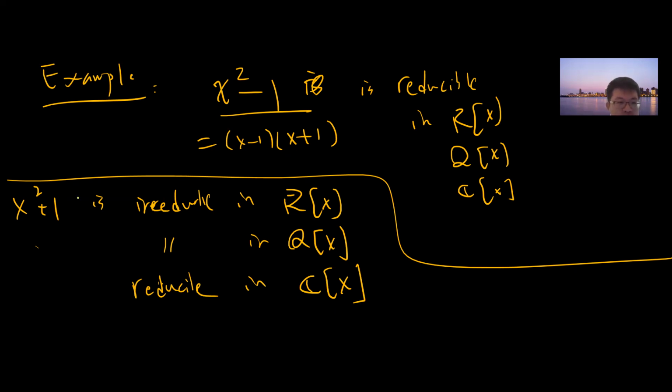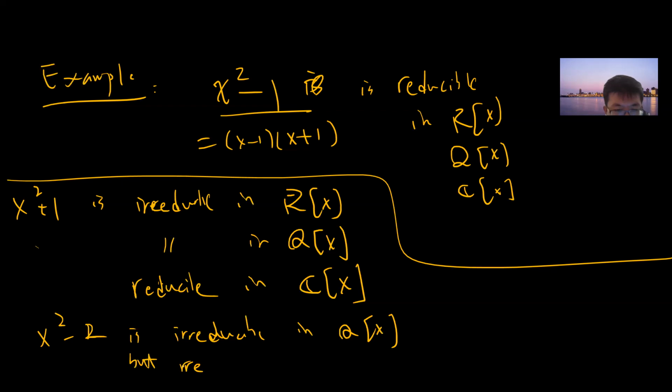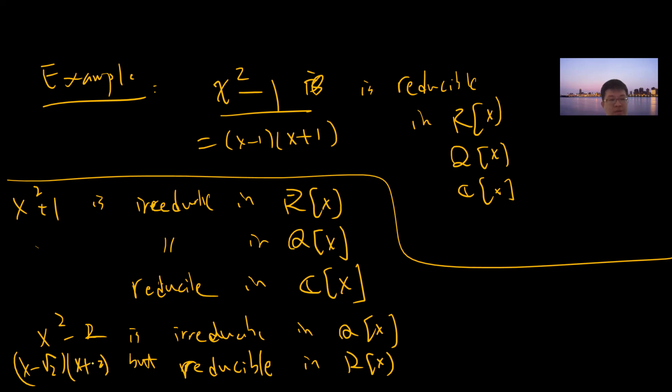So working in different fields will lead to different results. For example, x squared minus 2 is irreducible in Q of X, but reducible in R of X, because one can write x minus square root of 2 times x plus square root of 2. So working in a different field will lead to a different reducibility property.